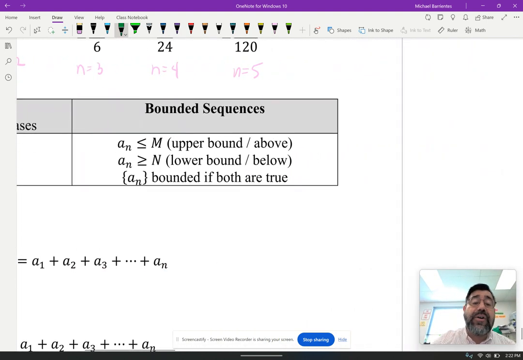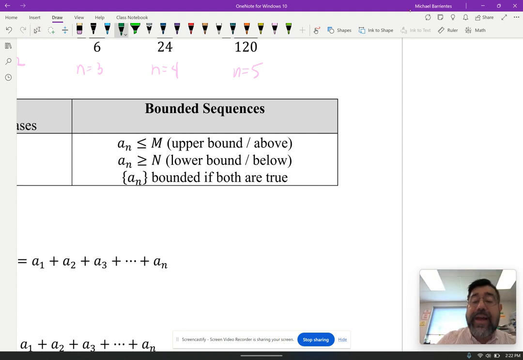We also have what are called bounded sequences. An upper bounded sequence means that there's a value that the points never get higher than. And if there's a lower bound, well, then we know that there's a value that the sequence never gets below that value. And if it's completely bounded, that means it has an upper bound and a lower bound, right?